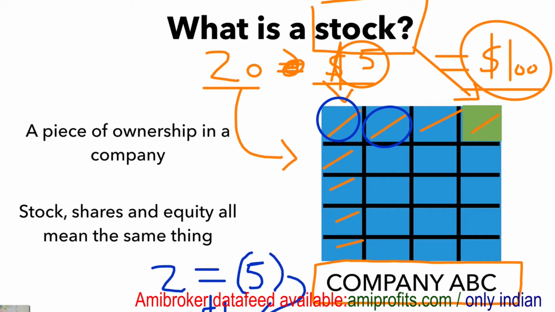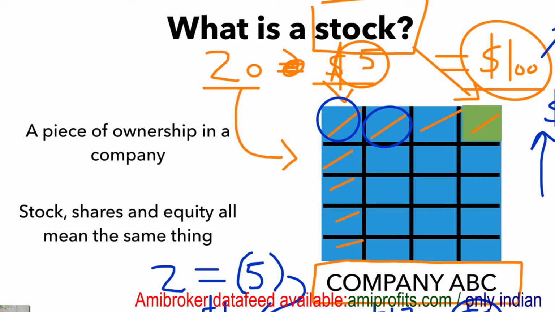You're paying a total of 10, I'm sorry. Now what that means is if the company stock price goes up, let's say tomorrow the company's share price goes to $6 per share. Each share goes to $6. That means automatically that your total value is $12. You made a profit of $2, and since you made a profit of $2, the company's valuation, which is $100, also goes up to $120.